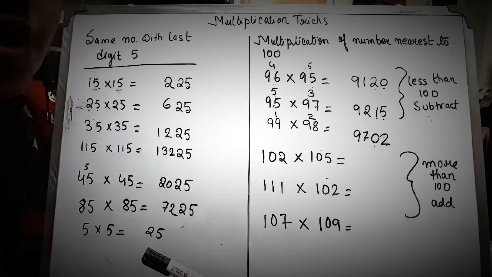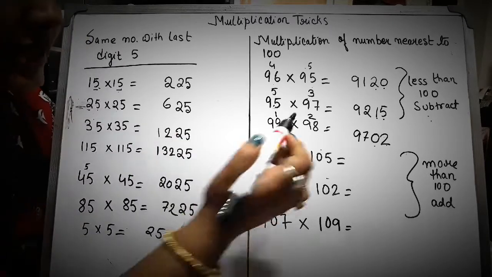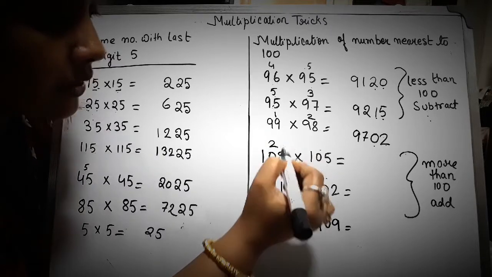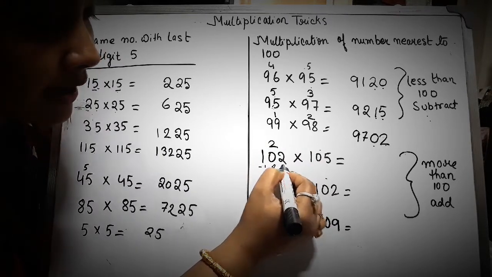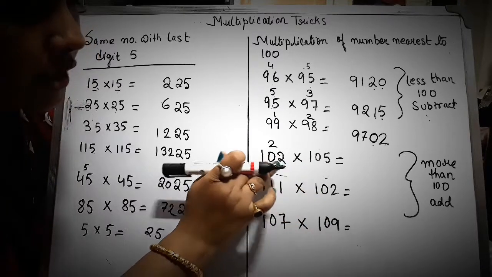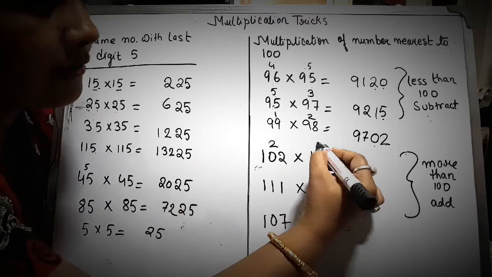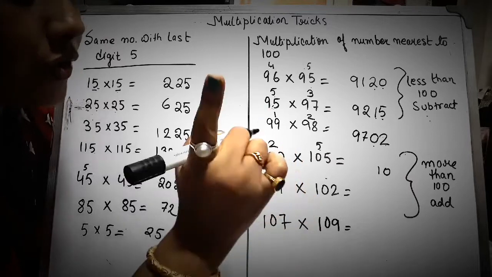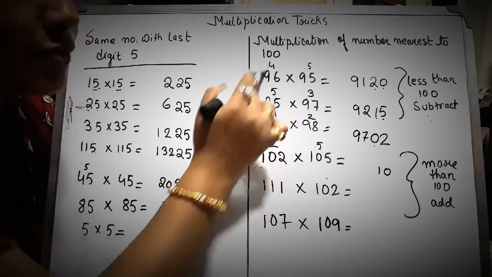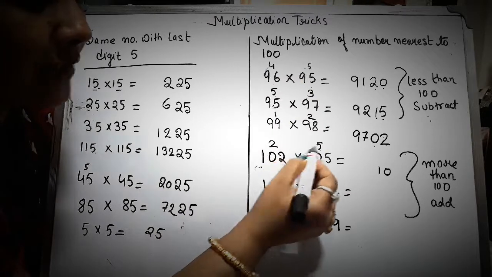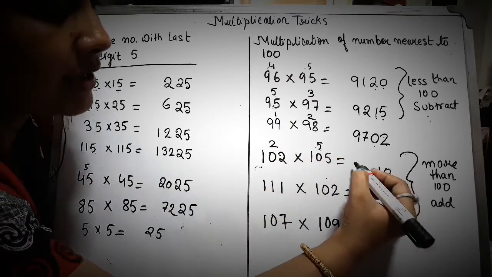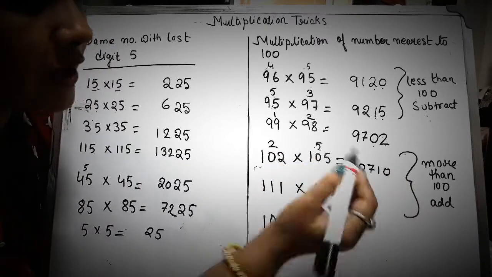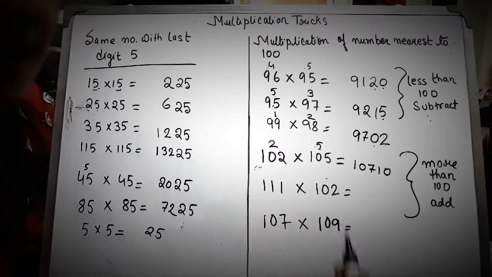Now we will see for more than 100. Same process. Find the difference. 100 and 102. What is the difference? 2. 102 minus 100, how much? 2. So you have to find the difference. In this one, 5. So 2 into 5, 10. Now you have to add. This one you have subtracted, you have to add. So 102 plus 5 is 107. This also, see, 105 plus 2 is also 107. So this is your answer.